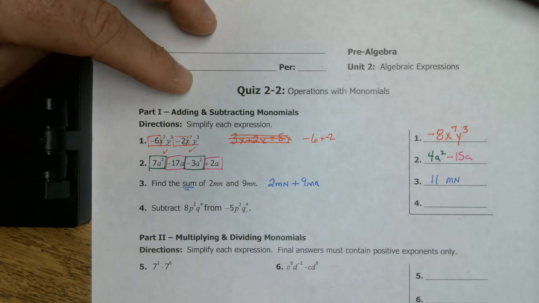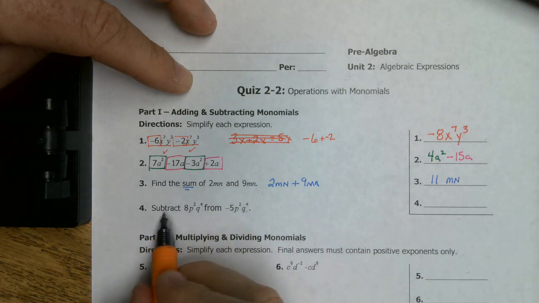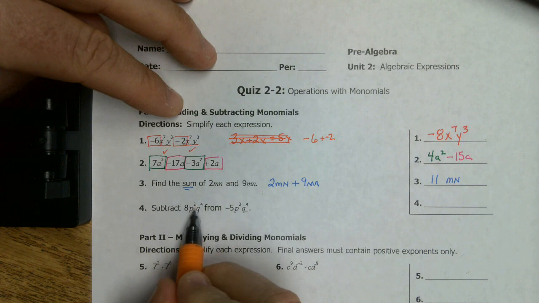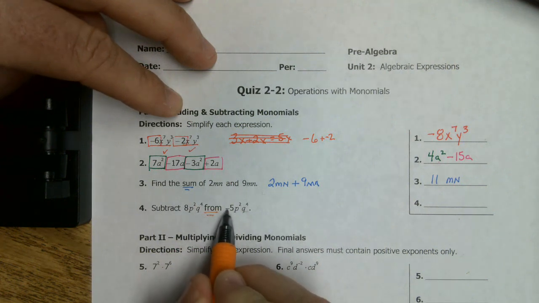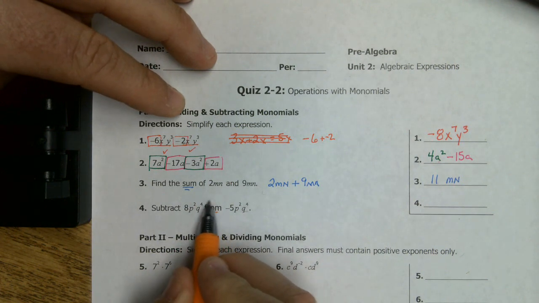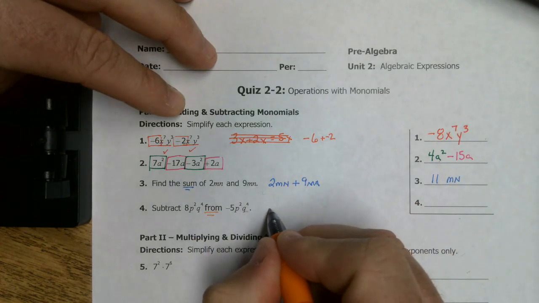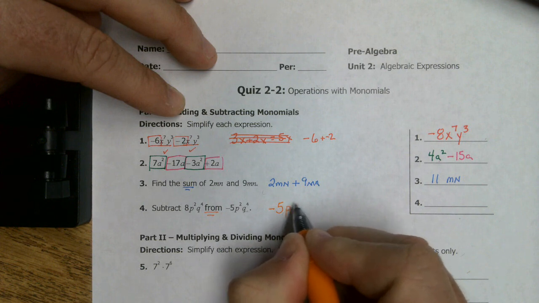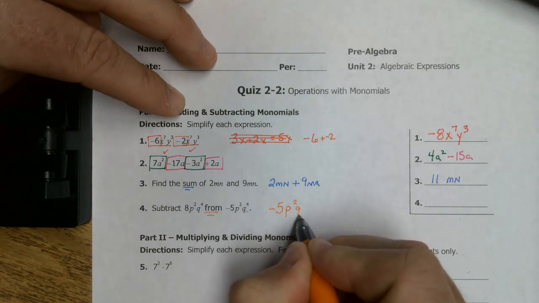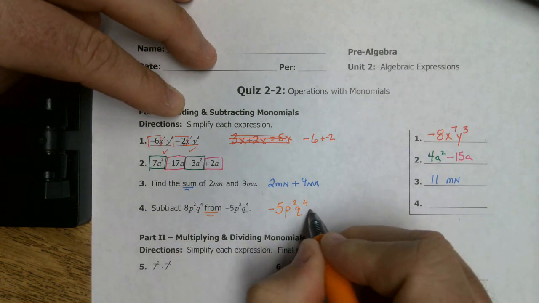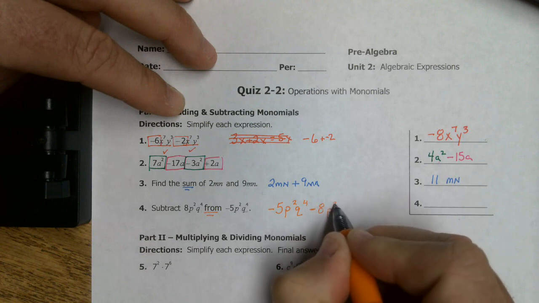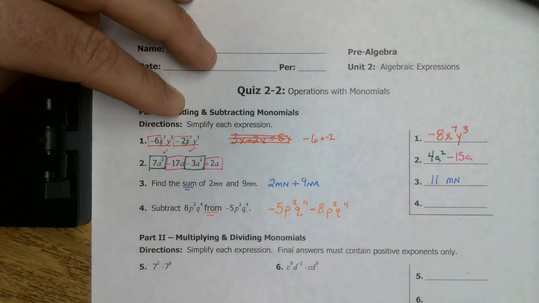Last but not least for that one, we're finding the difference. I'm subtracting 8p squared q to the 4th from -5p squared q to the 4th. The fact that I'm subtracting it from that means I reverse the order. So this is saying I have -5p squared q to the 4th, and I'm subtracting 8p squared q to the 4th from that.